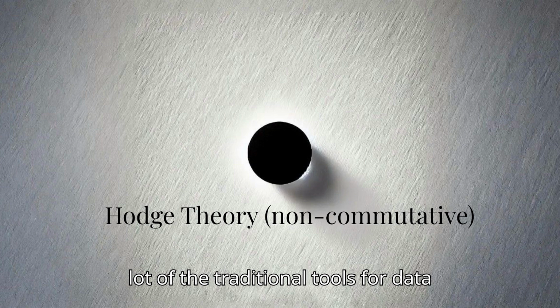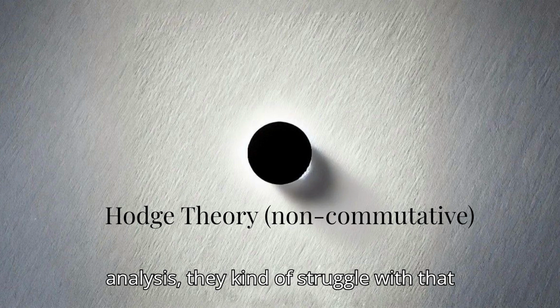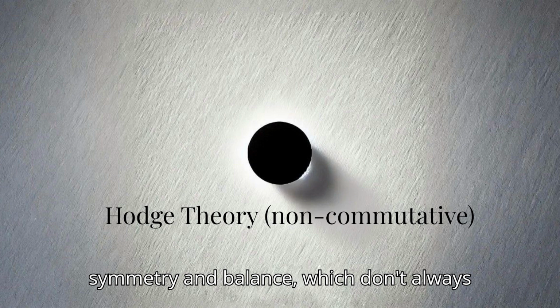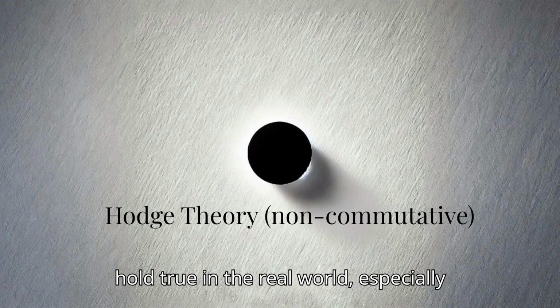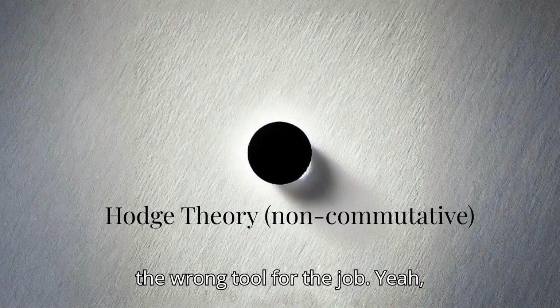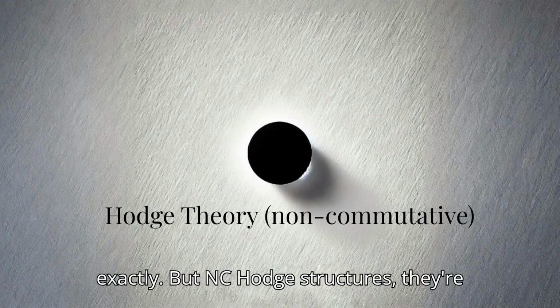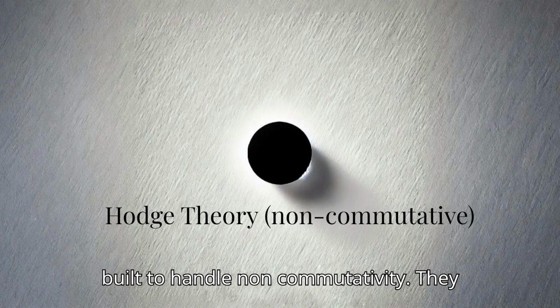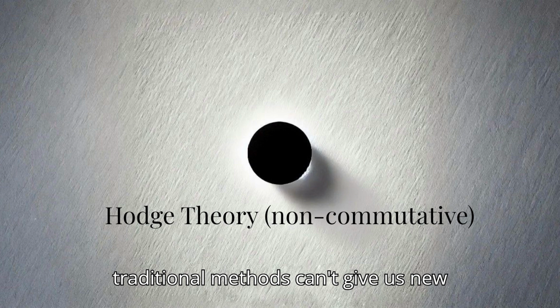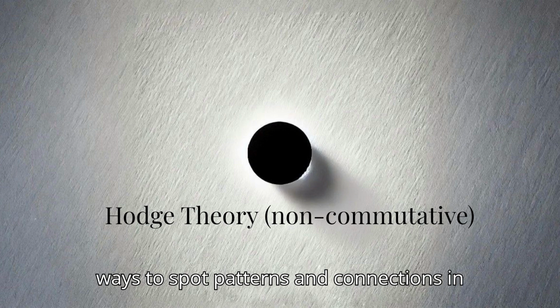Well, a lot of the traditional tools for data analysis struggle with that asymmetry. They're built on ideas of symmetry and balance, which don't always hold true in the real world, especially with social networks. So it's like using the wrong tool for the job. Yeah, exactly. But Hodge structures are built to handle non-commutativity. They can see those directed networks in a way traditional methods can't, and give us new ways to spot patterns and connections in the data.